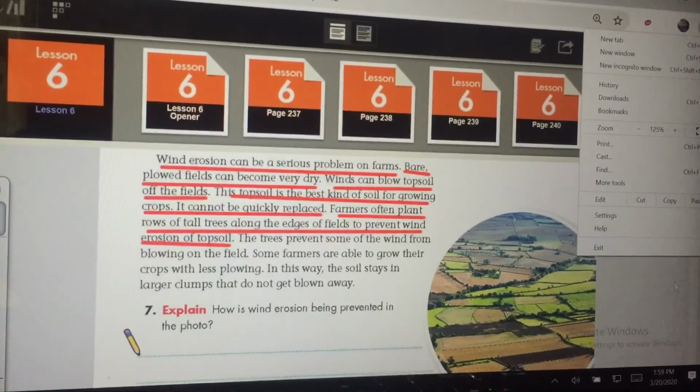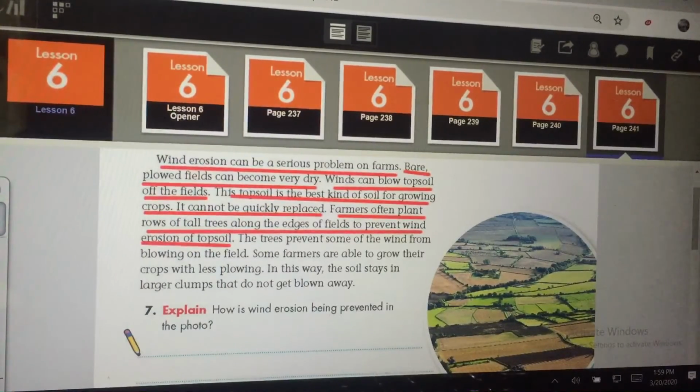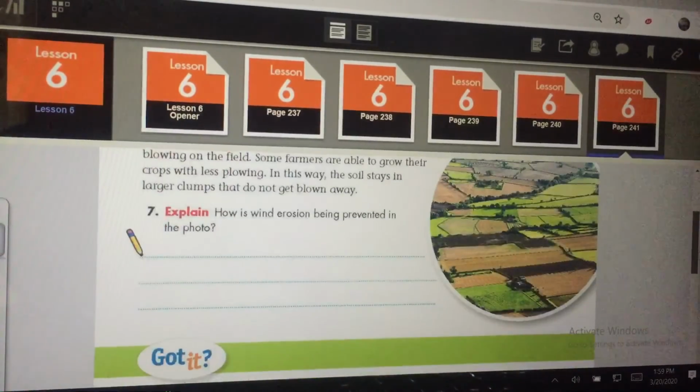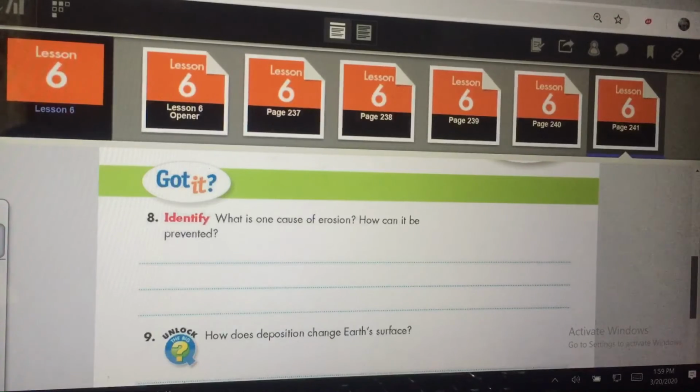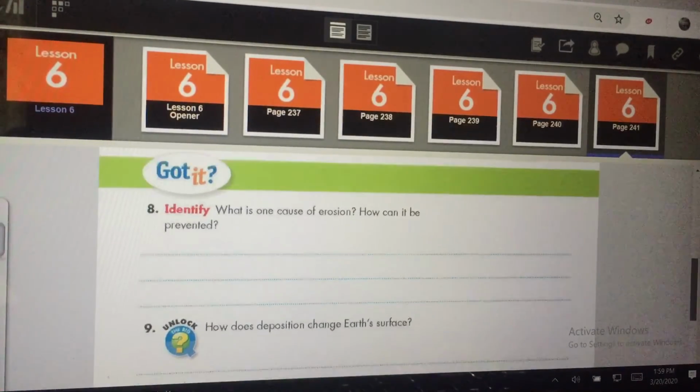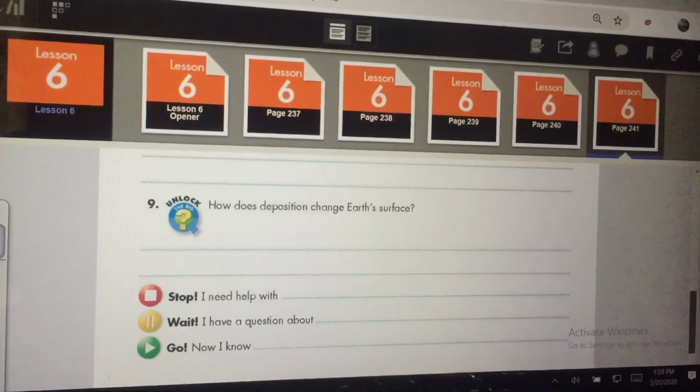This is the answer, question 7, what we just explained. And here, 8, what is one cause of erosion? How can it be prevented? Too easy for my clever students. How does deposition change Earth's surface? And remember here, delta, sand dunes. You can mention any example.